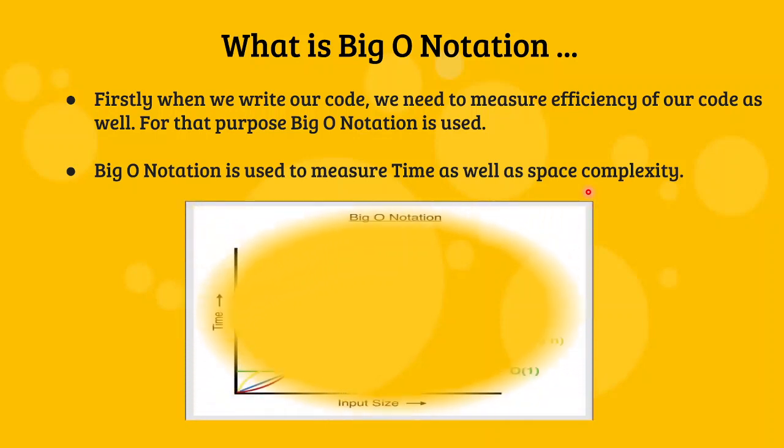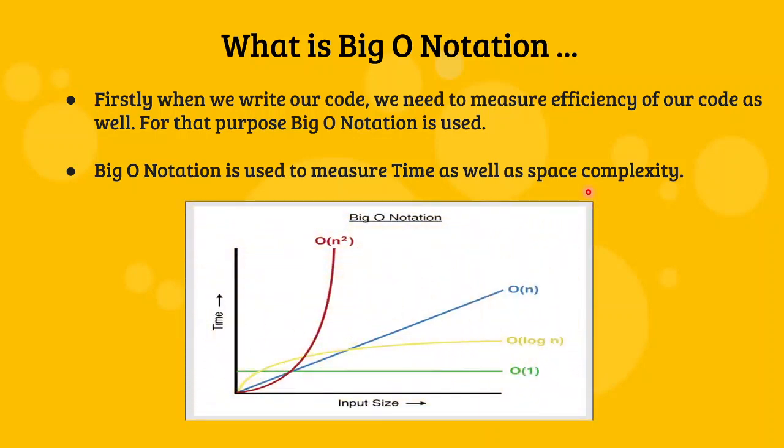What we are talking about till now. Suppose the number of inputs increases. In correspondence to the number of inputs, how much time will our code take to perform some particular task? That is denoted by big O notation.